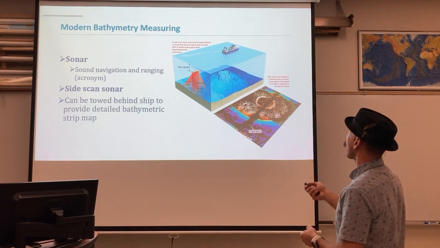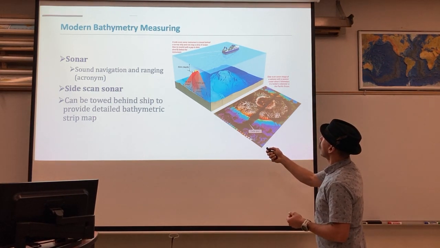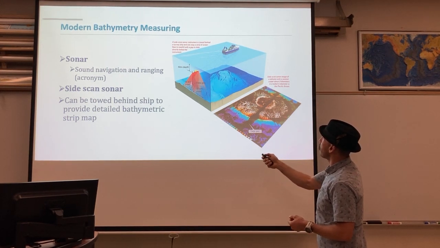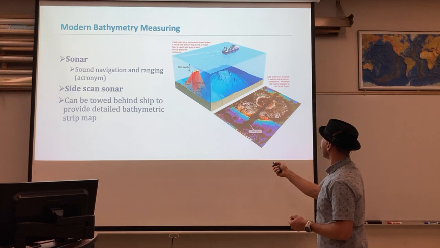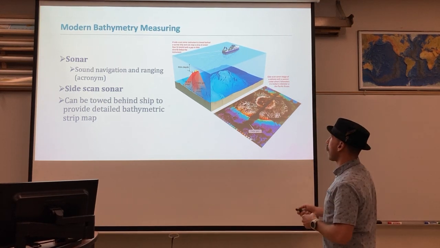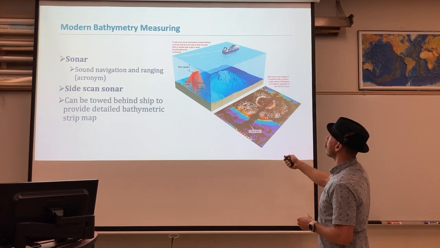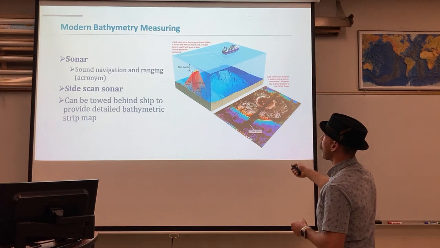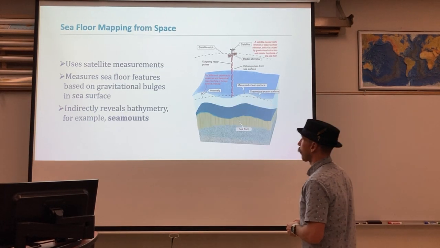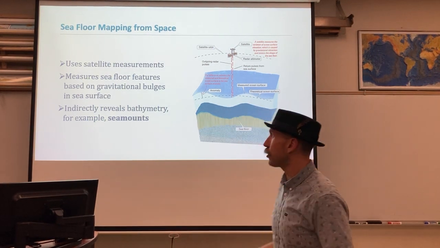So side scan sonar is basically towing an apparatus behind a boat that emits a beam out in two directions, and it gives you these full informational bathymetric profiles. Now it leaves a gap down the middle, but you can do transects to fill in these gaps, and you still get a pretty good idea of what is going on the ocean floor. Now that's things that we can do from boats, but we also have technology in space.